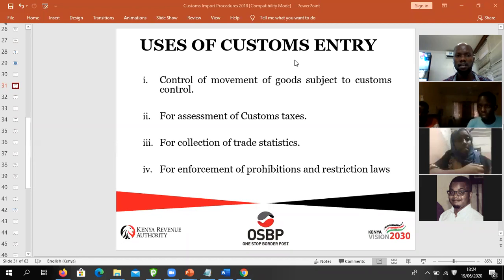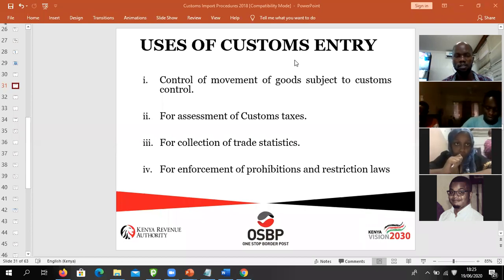Then number 3, for collection of trade statistics, in that the information contained within these particular entries can later on be analyzed, followed and confirmed, and can be used to store various important data pertaining to maybe the trends in importation, trends in exportation, trends on various aspects that are considered important when analyzing customs data. And lastly, for enforcement of prohibition and restriction laws.